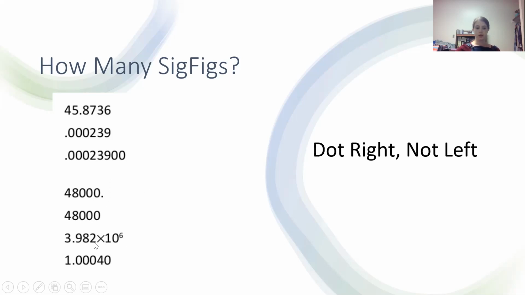And then with scientific notation, however many digits are in the number right here, those digits will be significant. So this will be 4. And this one, there's a dot, so we start at the right. 1, 2, 3, 4, 5, 6 significant digits. There we are.